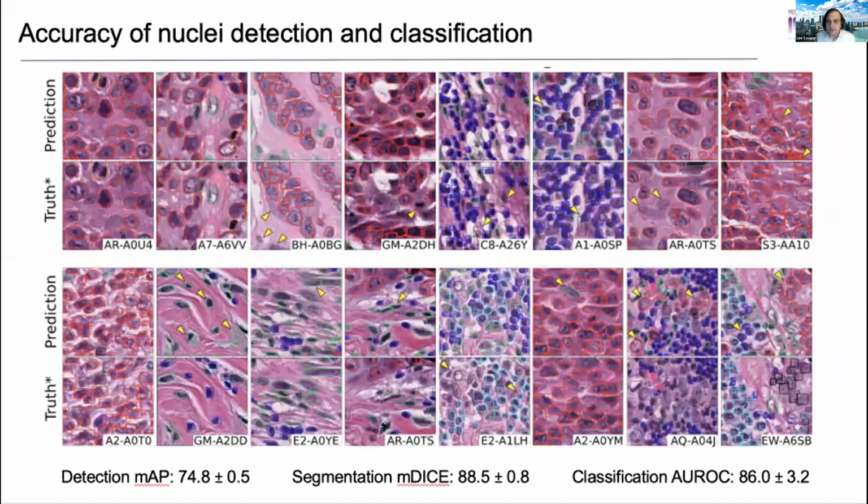Okay, so here are some results from our algorithm. Overall, our mean average precision was 75. That's pretty good. Segmentation DICE for the nuclei is 88.5. That's pretty high for DICE. It's not like some of the things you see in the tumor segmentation studies for radiology, but I think it's pretty good for pathology. And our classification ROC was 86.